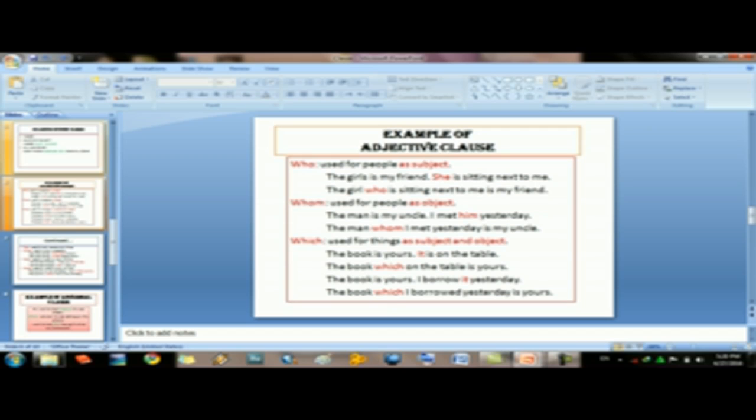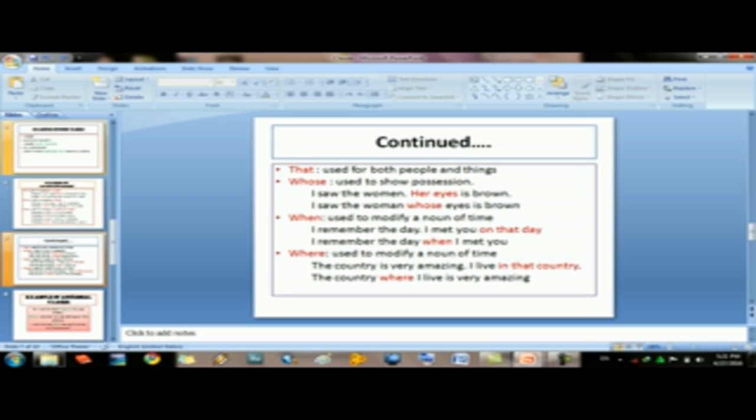The book is yours. It is on the table. So the adjective clause is: the book which is on the table is yours. The book is yours. I borrowed it yesterday. So the adjective clause is: the book which I borrowed yesterday is yours.